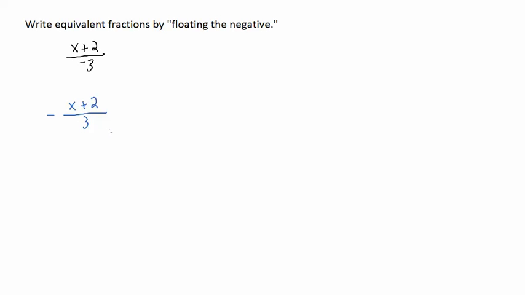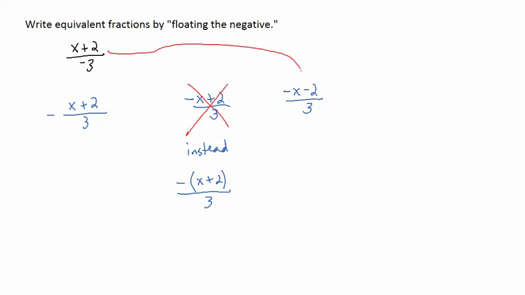I can also float the negative to the top, and this is where you have to be careful. You don't want to write negative x plus 2 over 3. The problem with that is the negative, when you float it to the top, has to apply to the entire numerator. So you have to have a negative entire numerator, so you put the whole thing in parentheses over 3. So that is an equivalent fraction. And also, since you have parentheses, you could distribute the negative to get negative x minus 2 over 3. And so you could go directly from here to here by floating to the top and distributing, because it applies to the entire top, okay? So there are three equivalent fractions to the one we started with.